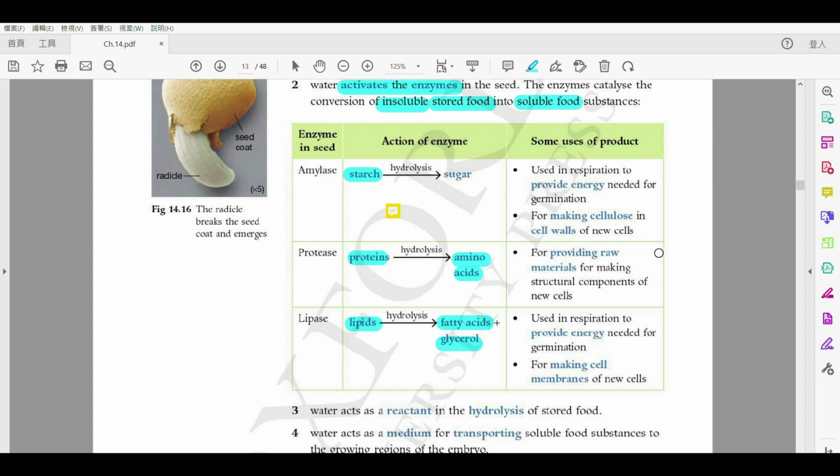All right. So what will be the starch or sugar used for? Provide energy, making cellulose, cell walls. And then what will be the amino acid used for is very important. It's like making a lot of new things, right? So it's like providing raw material for making structural components. So for example, like the organelles, like the mitochondria, like the hormones, like the antibodies, so on and so forth. Please put down some of the examples here yourself.